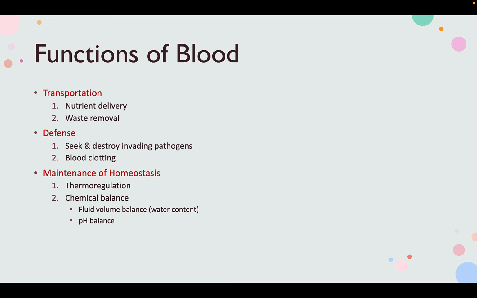And then maintenance of homeostasis, we have two aspects of that. So thermal regulation, ensuring the temperature of the body is regulated, as well as a chemical balance, making sure the water content in the body is balanced, and also the pH. So those are the general functions of the blood.